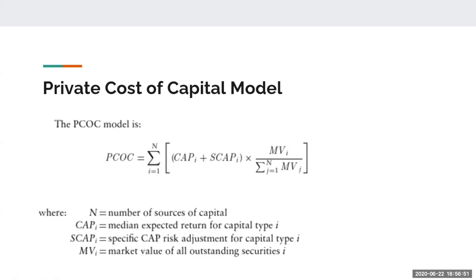And then finally, the percentage of capital structure must be calculated for each capital type and then multiplied by the individual costs. So for example, if the cost of debt is 10% and the cost of equity is 30%, and there's 50% debt and 50% equity, the private cost of capital would just be half of 10% and half of 30%, which is 20%.